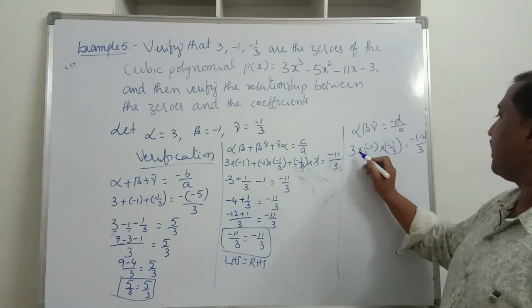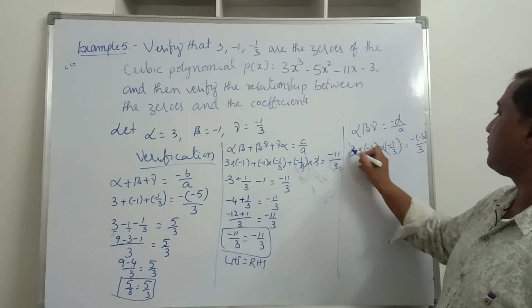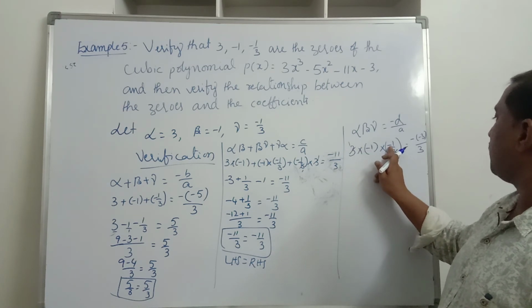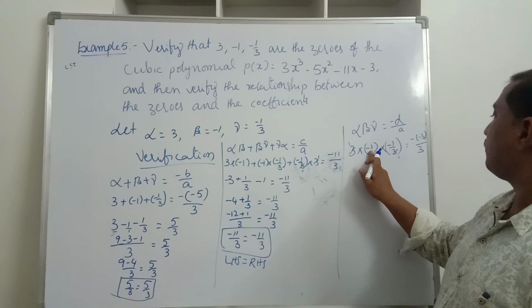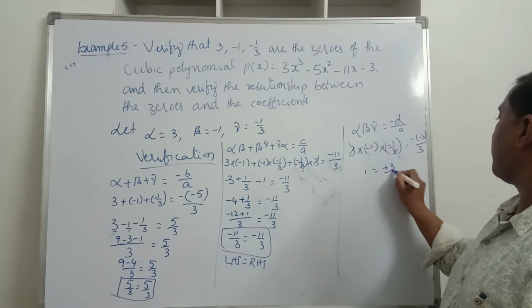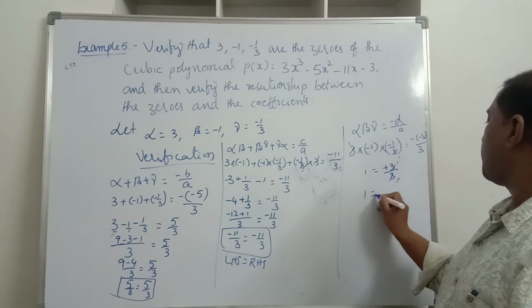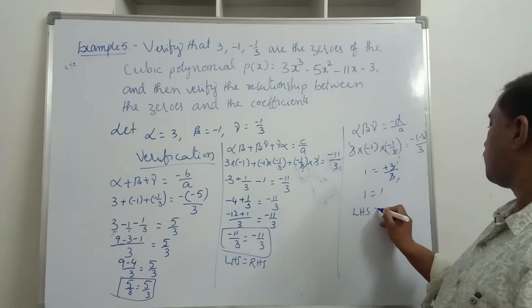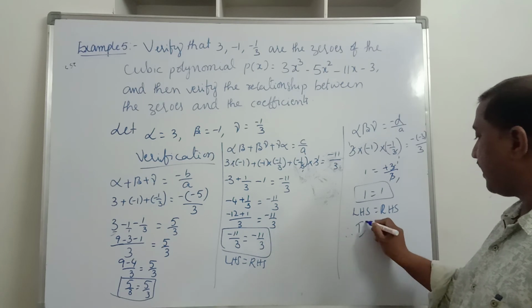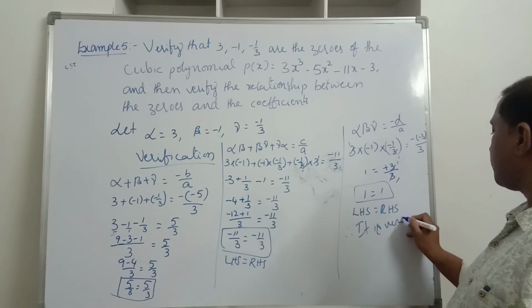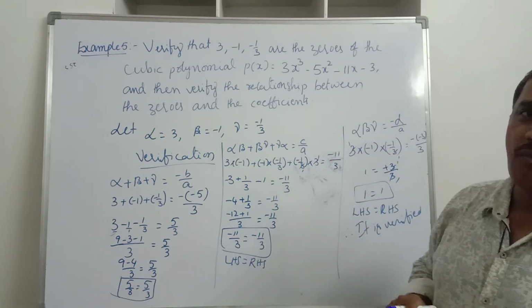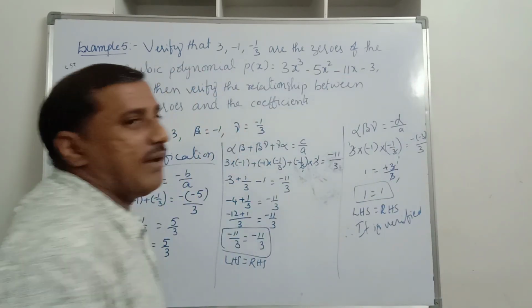Now you can multiply. Here 3 ones are 3, 3 ones are 3, both are cancelled. Minus into plus is minus, minus into minus is plus, 1 into 1 is 1, that is equal to plus 3 divided by 3, which is 1. That is, LHS is equal to RHS, both sides we got the same, therefore it is verified. So like this we can verify the relationship between the zeros and coefficients of a given polynomial when we know the zeros of the cubic polynomial.